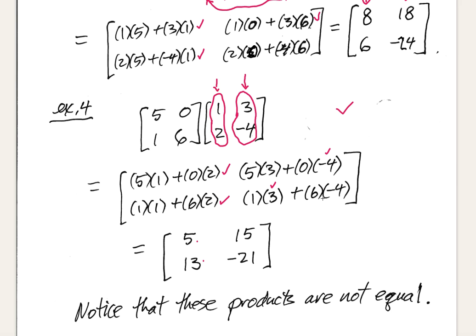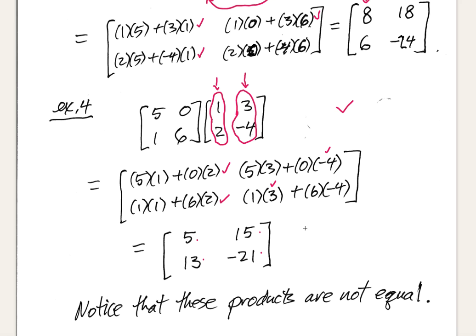Okay, let's see if I did my arithmetic correctly here. That'd be 15 plus 0, so that's 15. That'd be what? 3 plus negative 24 is negative 21. So we're good. Okay, now there's a lesson here.